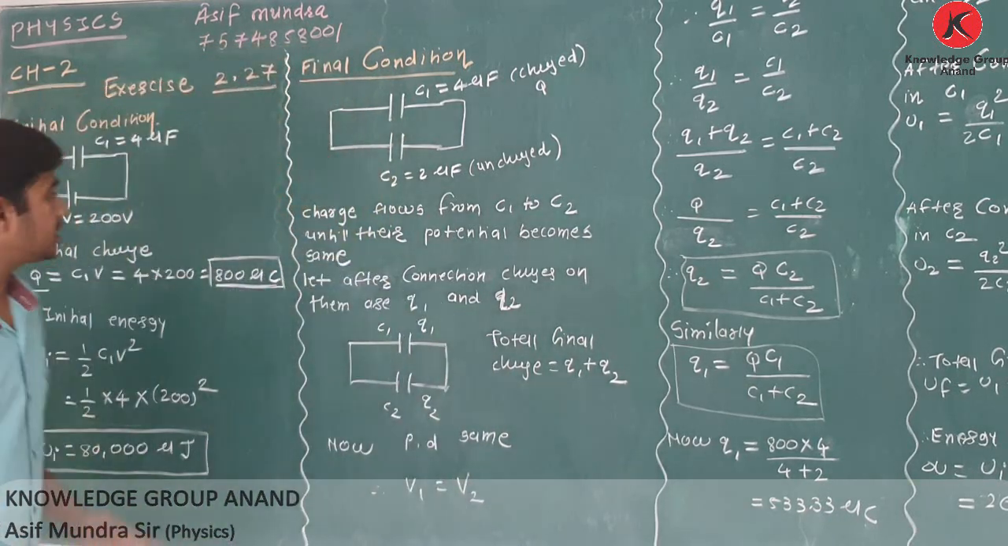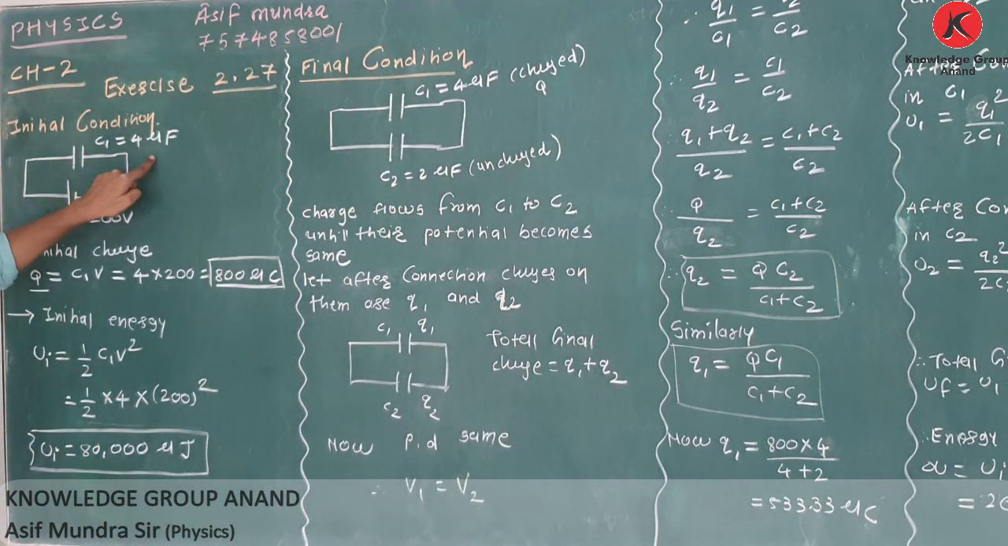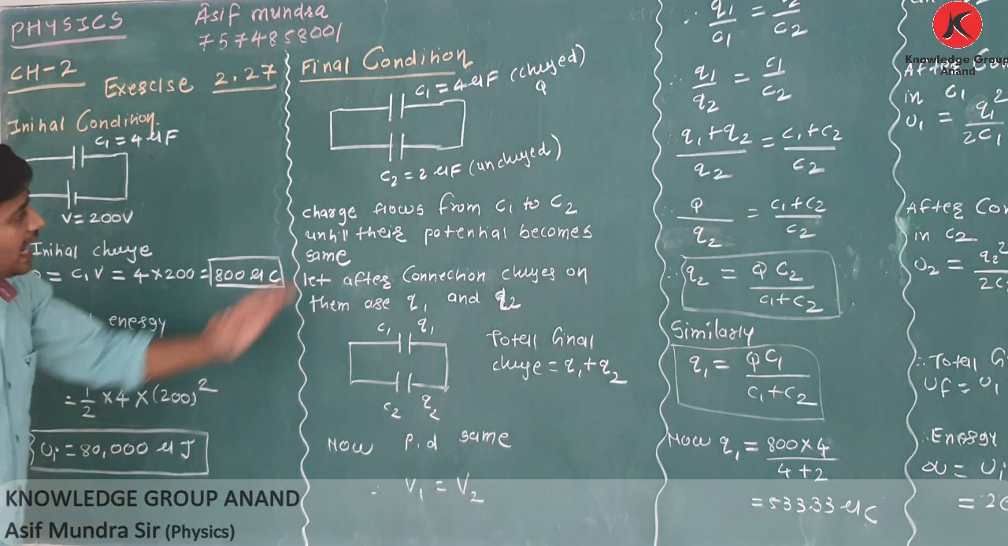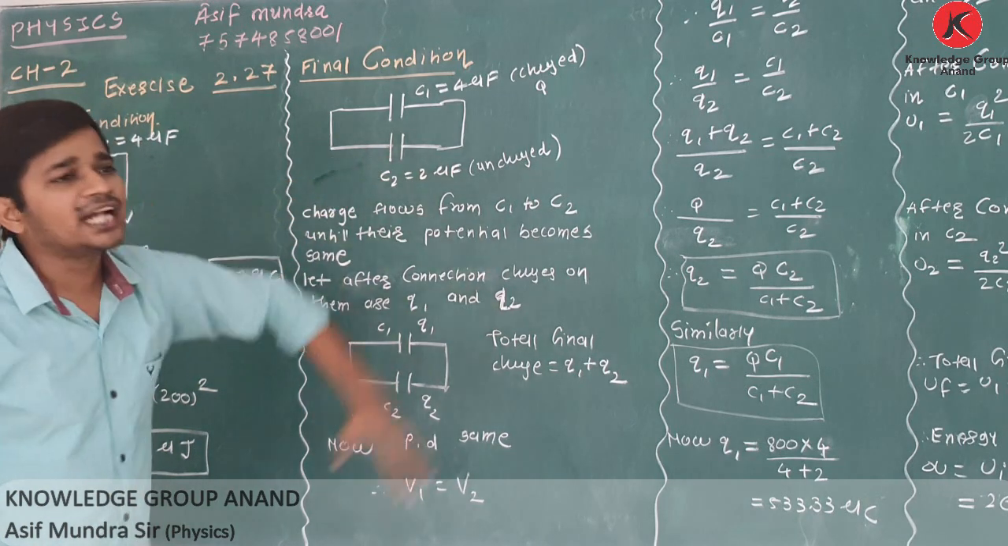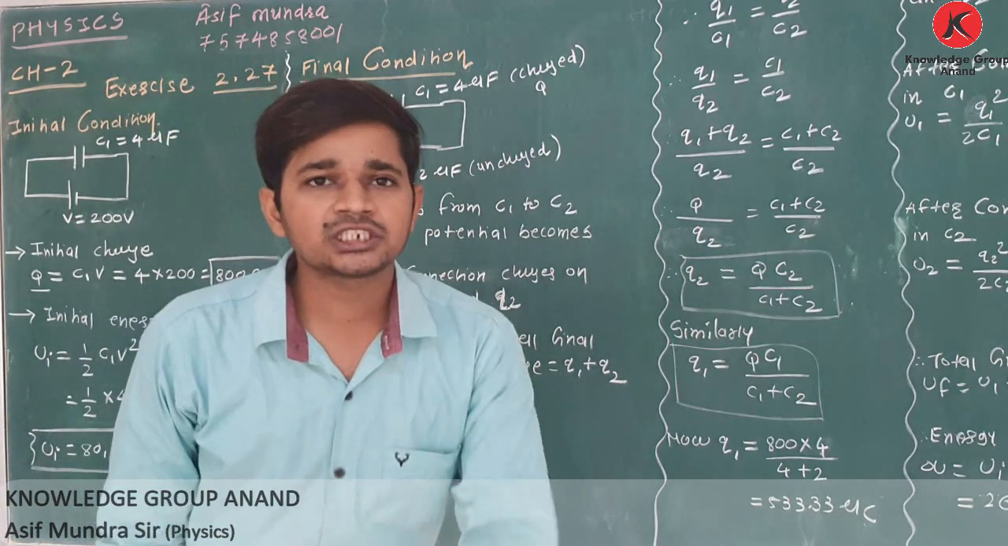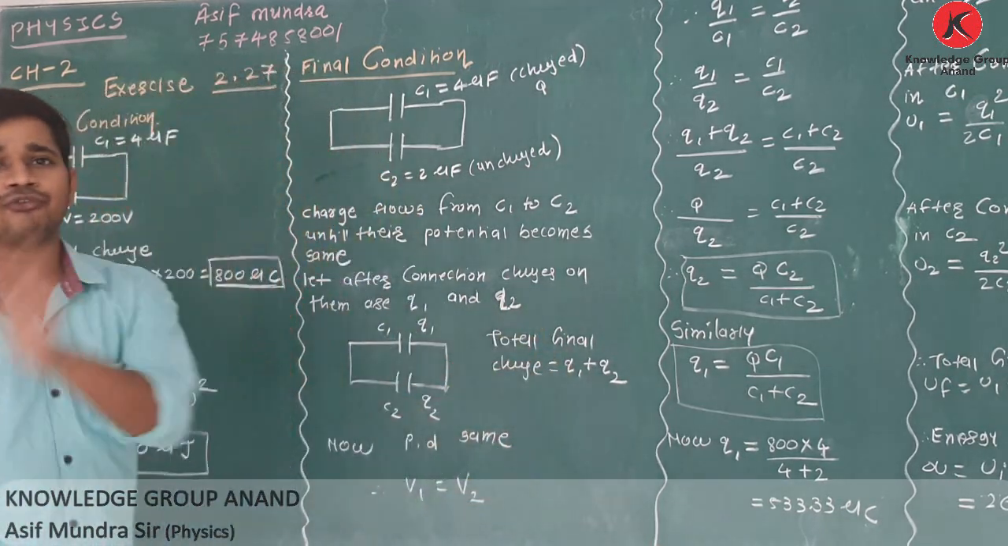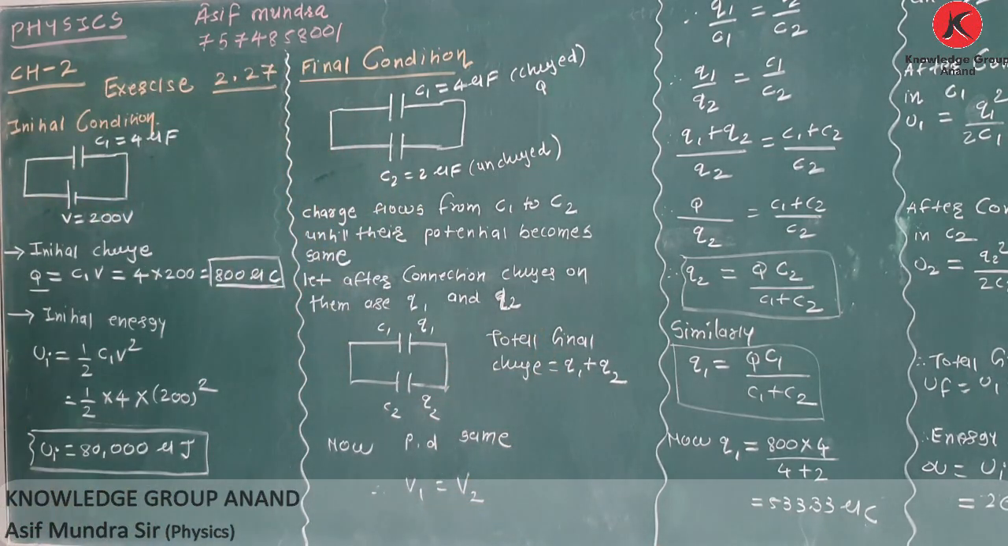Again, understand the question. A 4 microfarad capacitor is charged by 200 volt. Then it is disconnected from the battery and connected in parallel with a 2 microfarad uncharged capacitor. Then your question is, find what is the loss of energy. See, very easy. Initial condition: the 4 microfarad capacitor C1 is charged by 200 volt. So C1 and V.